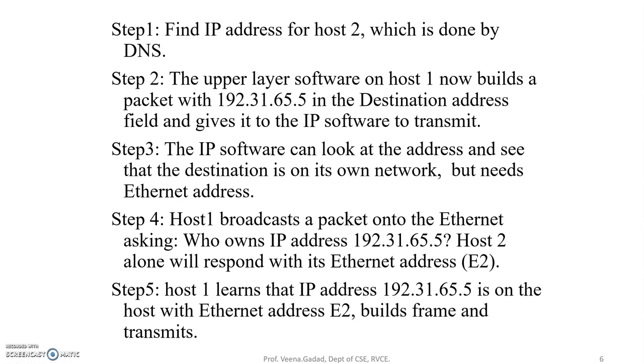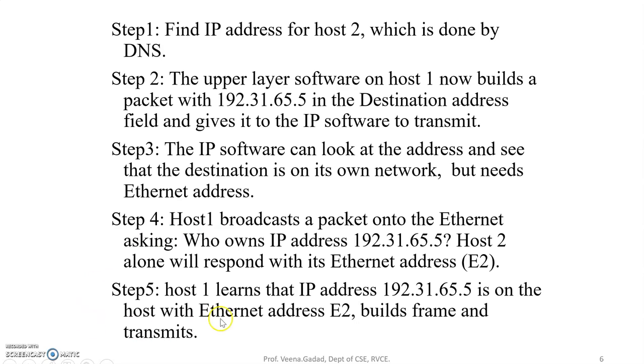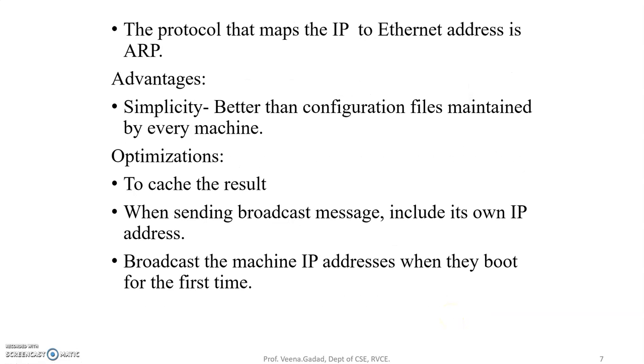In order to determine the destination Ethernet address, it broadcasts a packet into the Ethernet asking who owns this IP address, that is 192.31.65.5. Now host 2, which is on the same network, responds to the broadcast message, telling that I am the owner of this particular address and this is my Ethernet address or the MAC address. When host 1 learns the IP address is this with the Ethernet address E2, it builds a frame and transmits it to the lower layer.